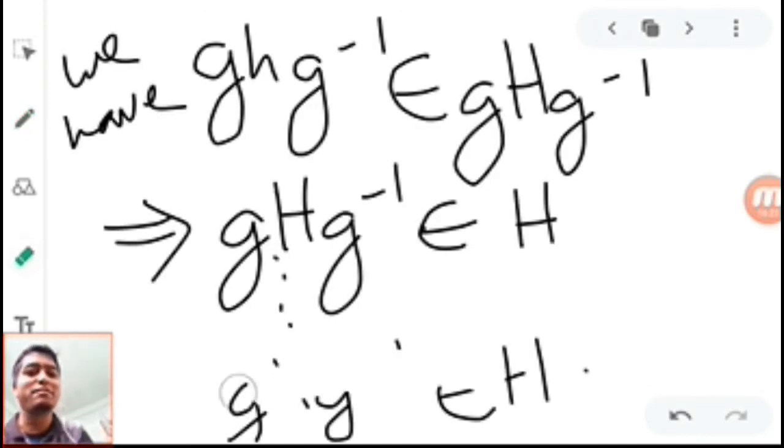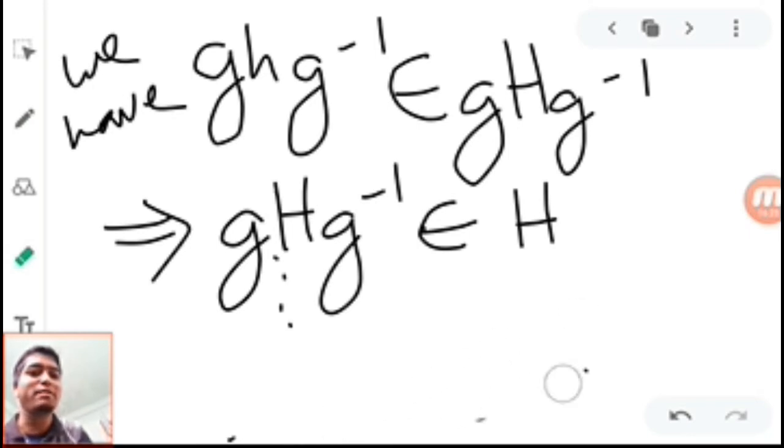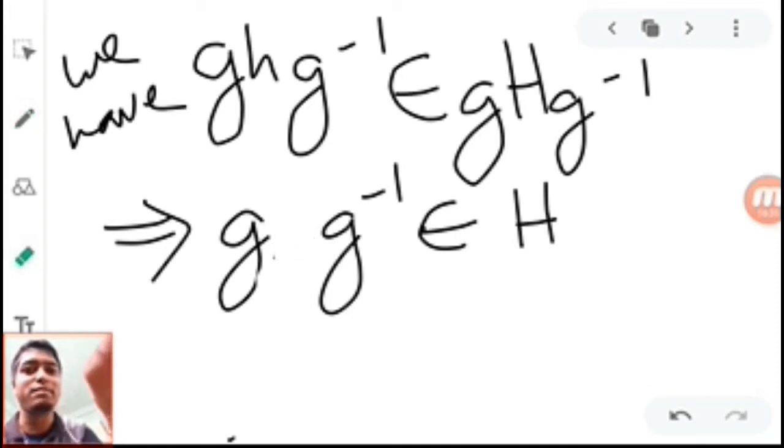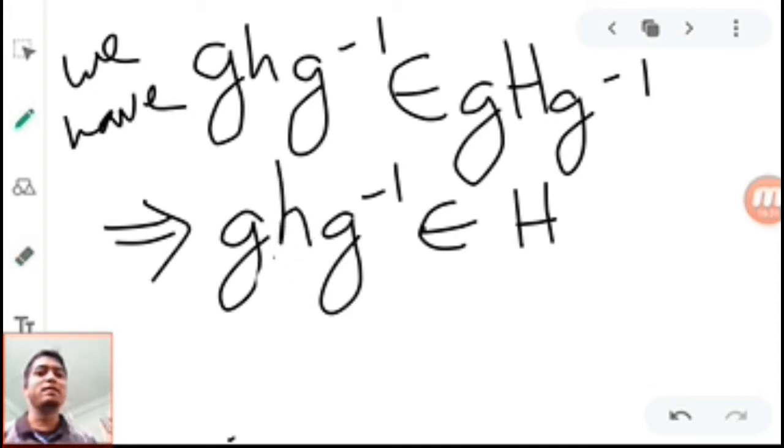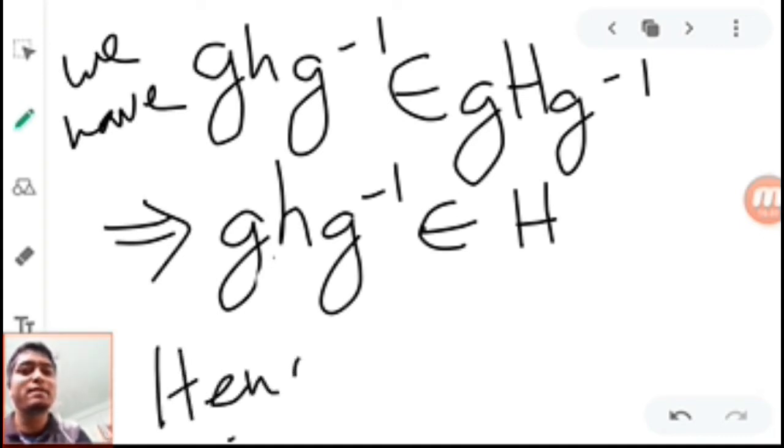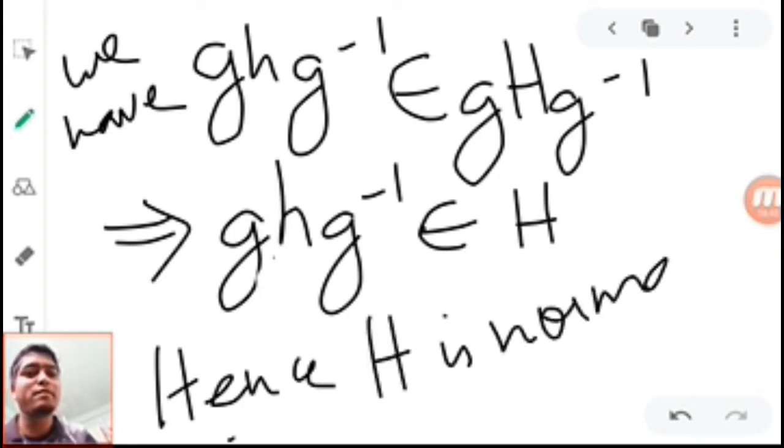So actually in only two lines we have been able to get this; this one should be small h. So we have got the normal condition. It doesn't require much work. Hence H is normal in G. So the first part is straightforward.